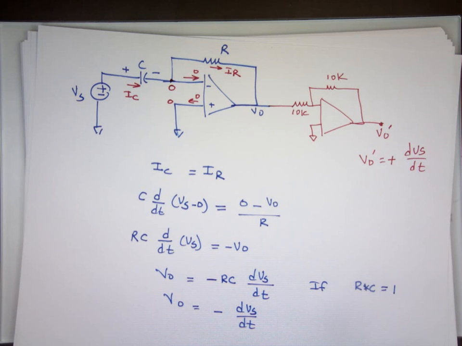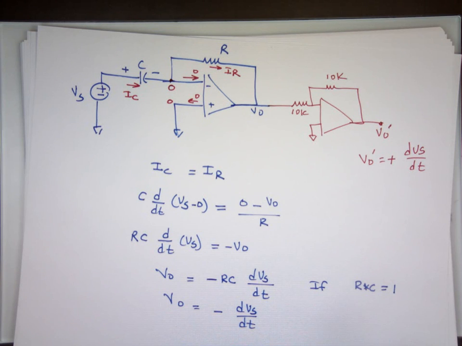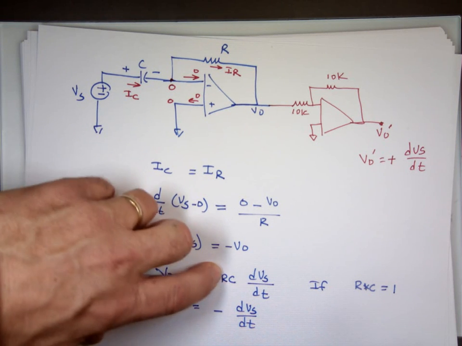The resistor doesn't matter what the value is, any value, equal values here. R and R, you know, 10K, 10K, 2K, 2K, 5K, 5K, as long as they're equal. So this is a differentiator. And you can take the derivative of any function. If you want to increase the value or decrease it, then you would play with R and C here.